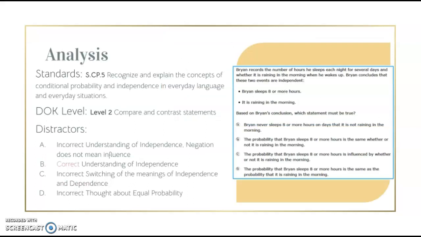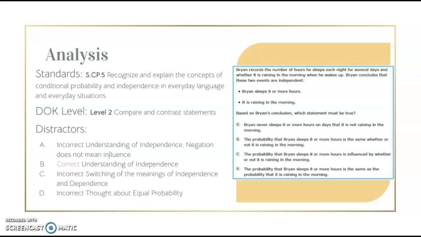For this one, we're working with a level 2 depth of knowledge, so still on the lower level, just because they're comparing and contrasting statements. Again, we have more distractors here. Something I noticed is they did a pretty good job of giving good distractors that would be things students might actually make mistakes on, not just random answers that they put in here.